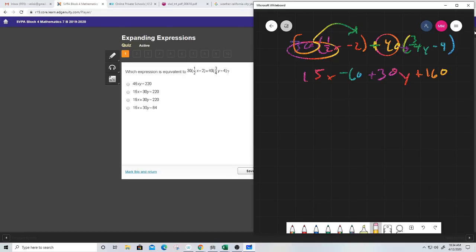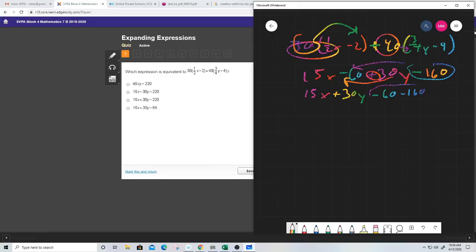So let's get rid of that. This is a positive times a negative, so it's a negative. Alright, so let's combine like terms. I see this and this. So 15x, I'm just going to scoot this over, plus 30y, because you've got to bring the sign with it, right? And then we have negative 60 minus 160.